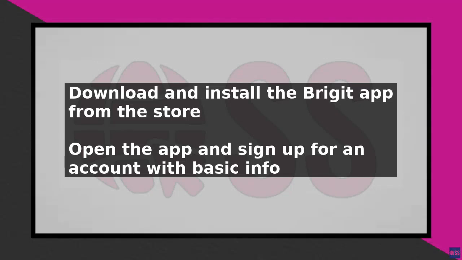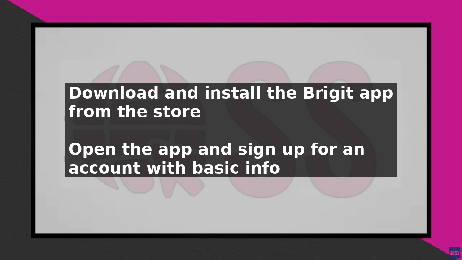To use the Brigit app, start by downloading and installing it from the App Store. Once installed, open the app and sign up for an account by providing some basic information such as your name, email address, and phone number. You will then be asked to link your bank account to the app, which is necessary for Brigit to monitor your account balance and provide cash advances when needed.